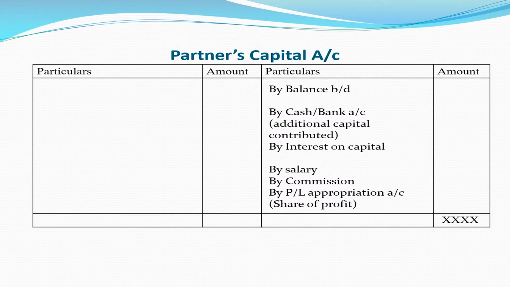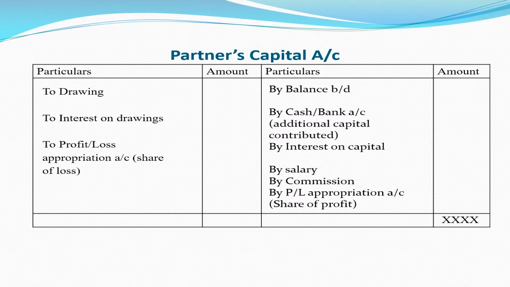Anything that increases the balance of the capital account is on the credit side, and anything which decreases the balance of the capital account remains on the left side. So we will write drawings on the to side, interest on drawings, profit and loss appropriation account, that is the share of loss of a partner, and at last we will get balance carried down, that is the closing balance of capital, as the balancing figure.